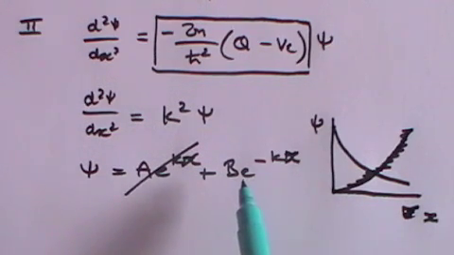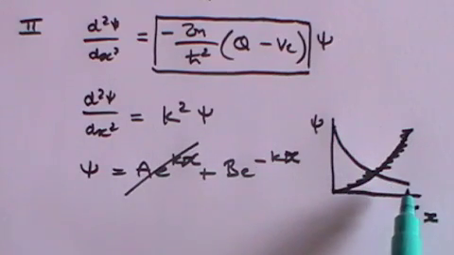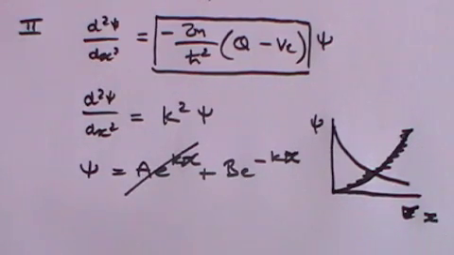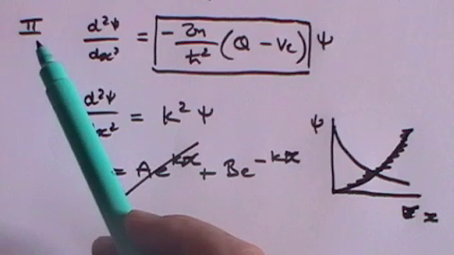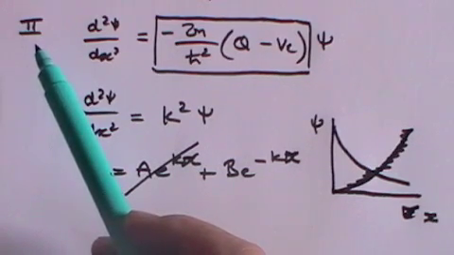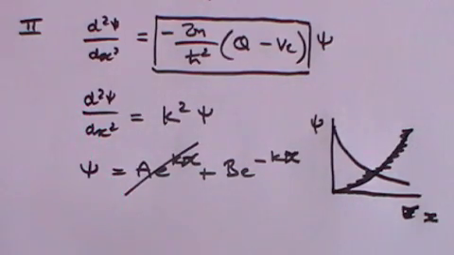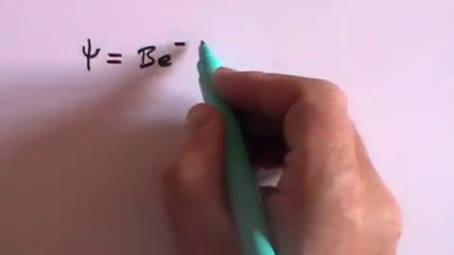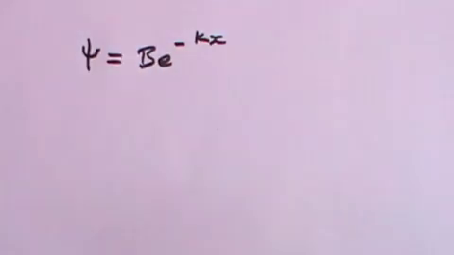This is obviously the right term, because the further away you go, the smaller the wave function, and therefore the smaller the wave function squared, and therefore the smaller the probability of finding the particle. The further away you go, the less likely you are to find the particle. So that makes sense. But this, let me remind you, is the wave function in region 2, the region where classically the alpha particle cannot go. So in region 2, we have that psi is equal to B e to the minus kx.